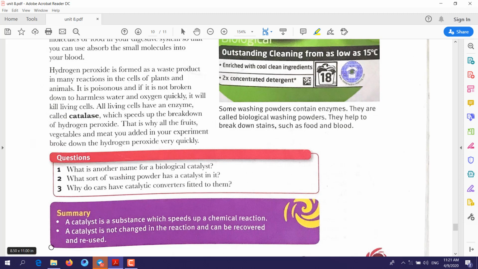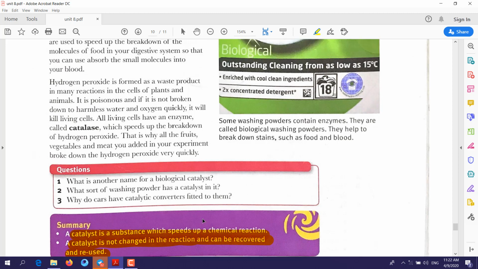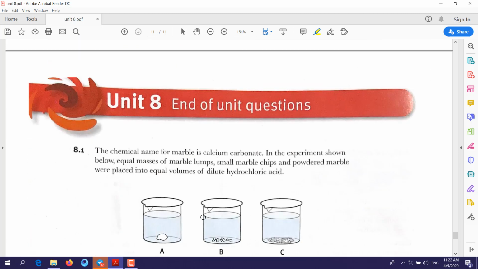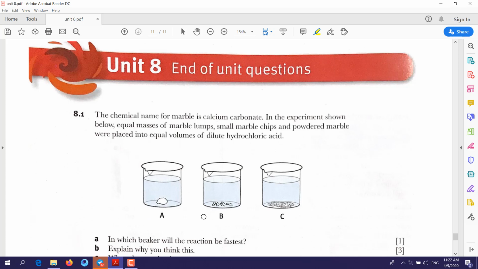So a summary for this: a catalyst, we said, is a substance which speeds up a chemical reaction without changing in its structure. A catalyst is not changed in the reaction and can be recovered and reused. So this was everything for Unit 8.